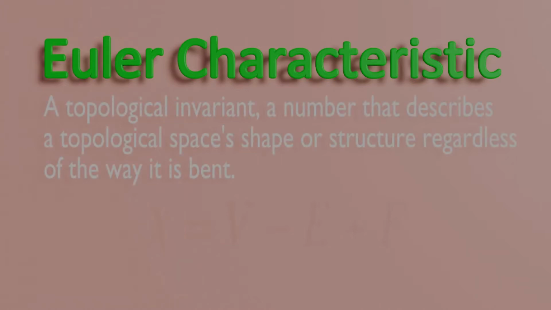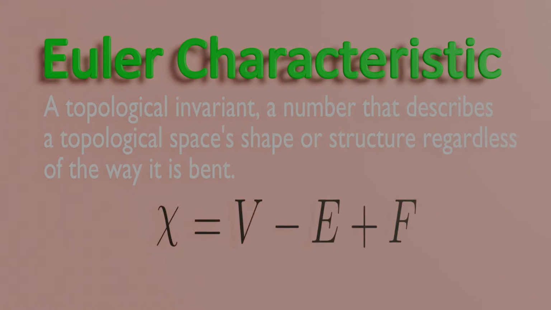I'm here to present you my topic, Euler Characteristic. First, let's talk about what is Euler Characteristic. Euler Characteristic is a topological invariant, a number that describes a topological space's shape or structure regardless of the way it is bent, or more commonly shown as the following equation. Chi, which is the common symbol for Euler characteristic, equals vertices minus edges plus the faces.